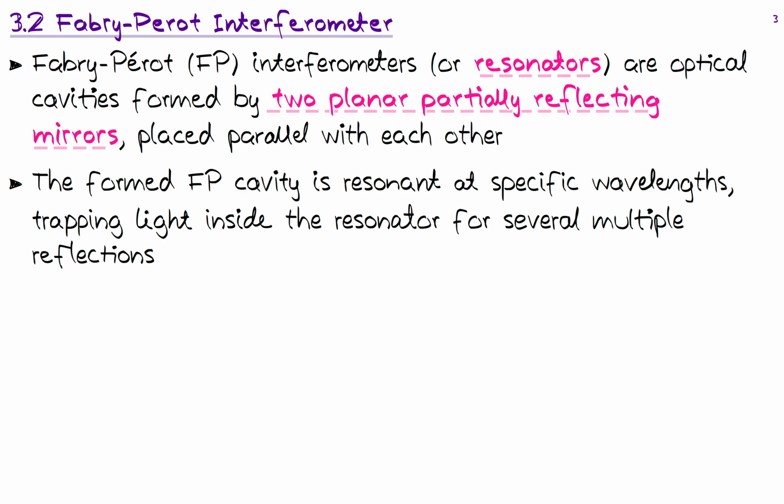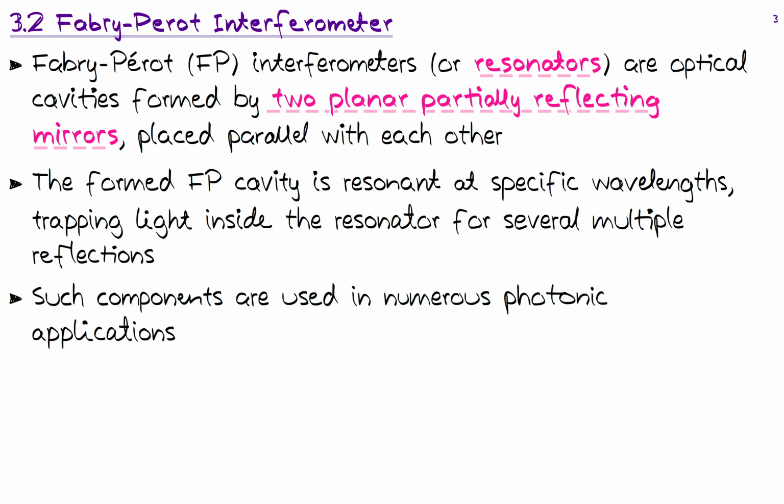And what happens is that at these specific wavelengths, light is being trapped inside the resonator mirrors. In a way, you can understand that the light just bounces back and forth multiple times between the two mirrors that are highly reflecting in nature. These kinds of components are used basically everywhere if you think about it more carefully. They are really being used in numerous photonic applications, ranging from short laser cavities.